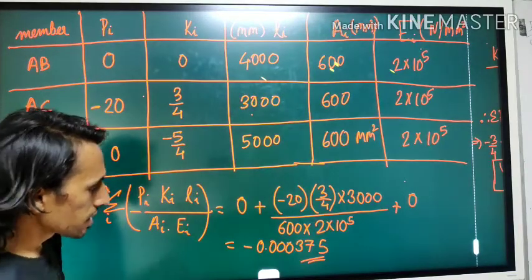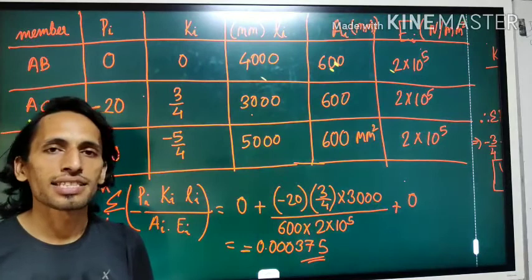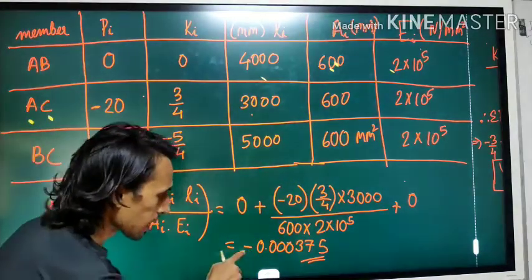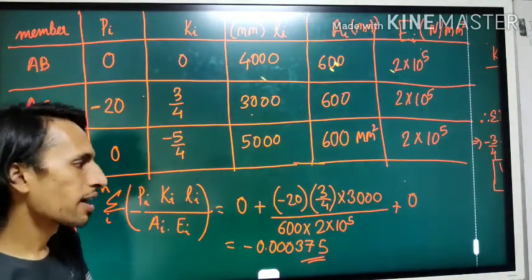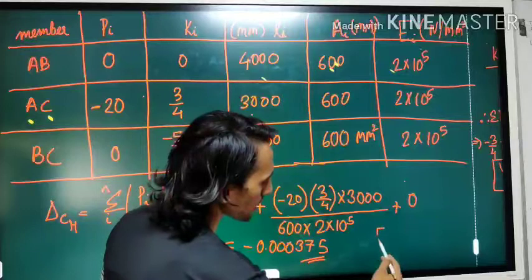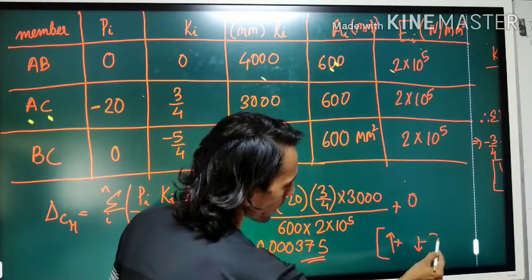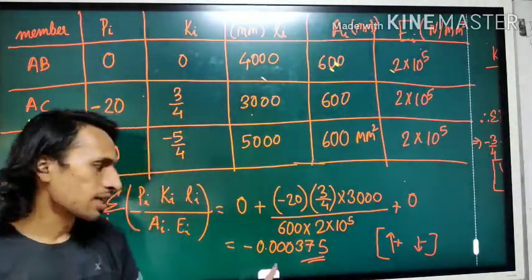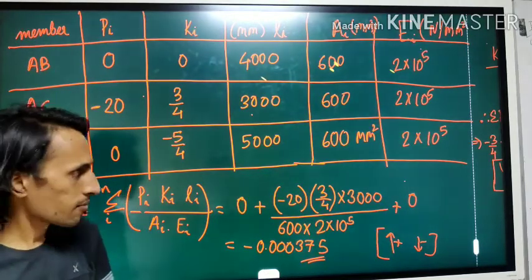So this is the value of deflection. See here, there is a minus sign. What does the minus sign indicate? It indicates that deflection is in the downward direction. Why? Because our sign convention said upward positive, downward negative. So negative means downwards. Thus this deflection is also in the downward direction.